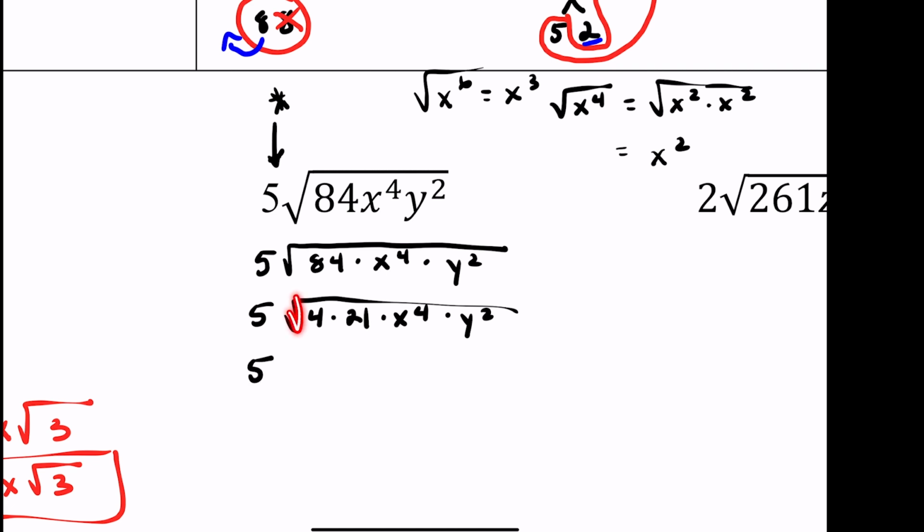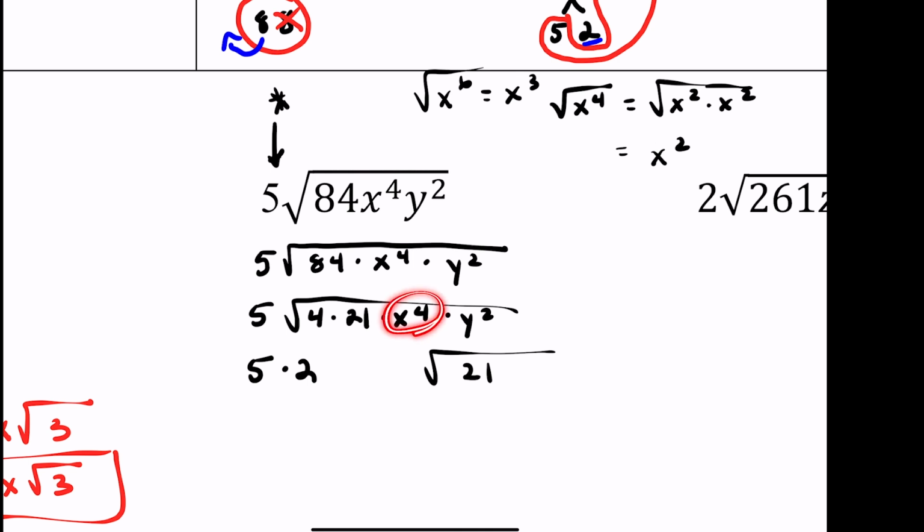All right, so now what I need to do is I have this 5, and I'm going to take the square root of 4. So it's the square root of 4, that's going to be 2. So 2 is going to go outside of the square root sign. And then, can I take the square root of 21? No, that's actually going to go under the radical. It's going to remain inside of the radical sign.